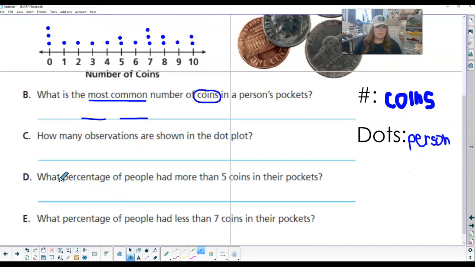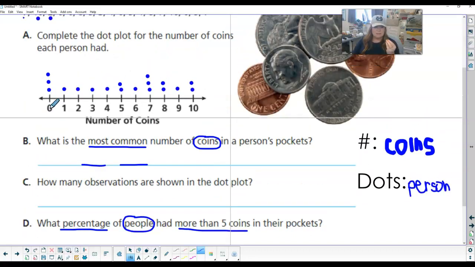Hey, D says, what percentage? So when we're done, we need a percentage of people. Ooh, so we're counting people, our dots. So we need to count some dots that have more than 5. So this is not more than 5. 1 is not more than 5. 2 is not. 3 is not. 4 is not. Is 5 more than 5? No.